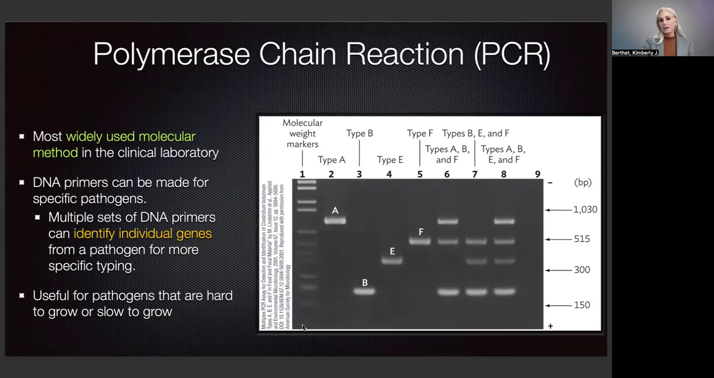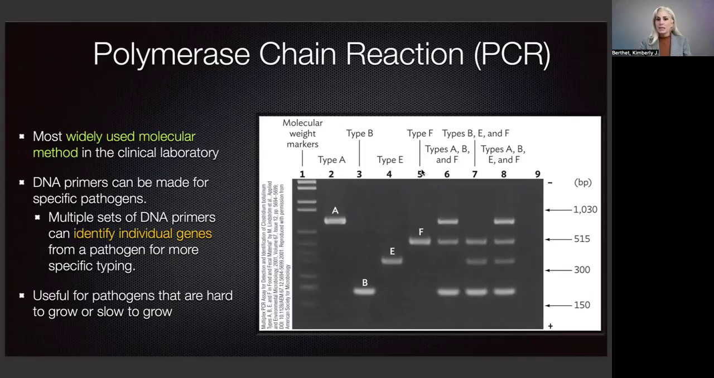A good way to think about it is the small ones move through the matrix because they can snake through. The larger ones get stuck within the matrix, so the larger ones are found at the top. These are the heavy ones. So we see they have more base pairs, like 1,030 base pairs, where these have maybe like 175 base pairs. So looking at these pathogens, these markers here, we have type A, type B, type E, and type F.